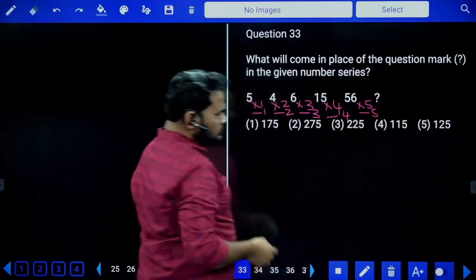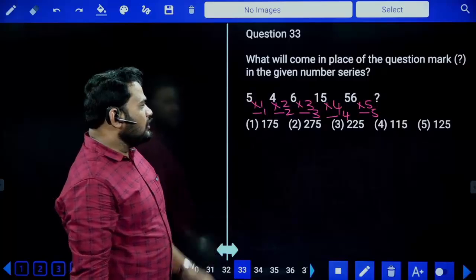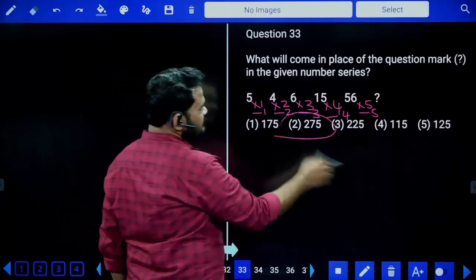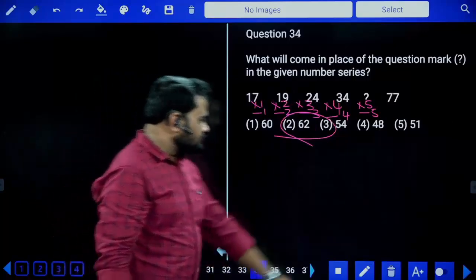56 into 5: 50 into 5 is 250, 6 into 5 is 30, that is 280. 280 minus 5 is 275. Option number 2. Next, 34.